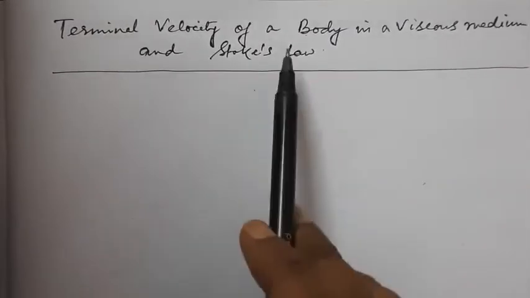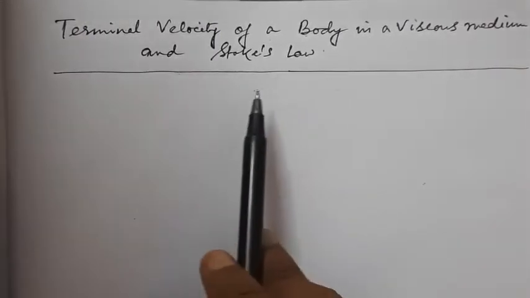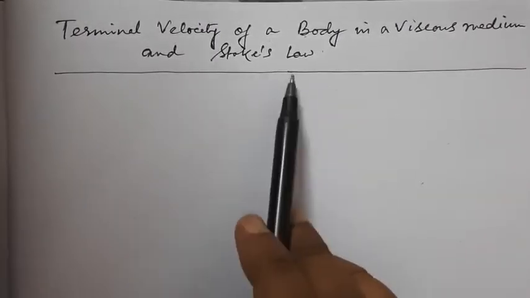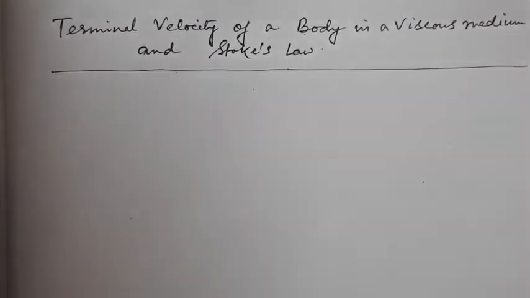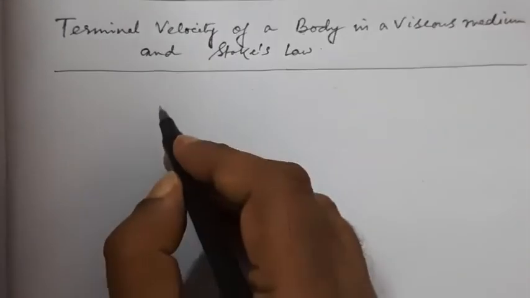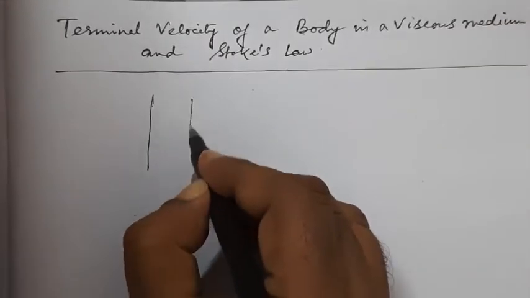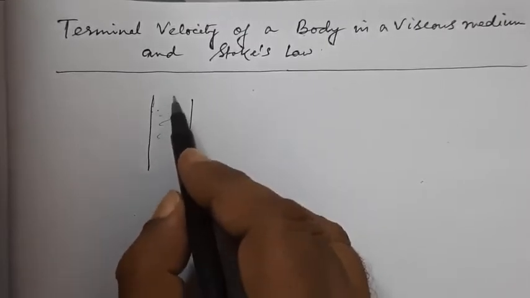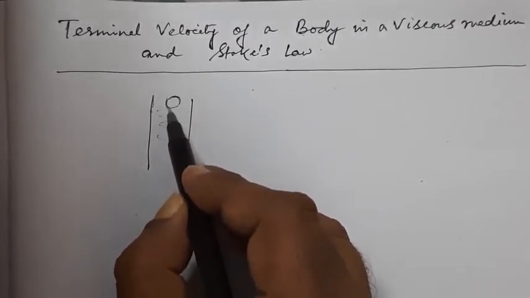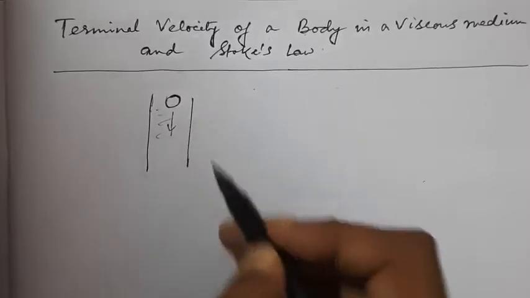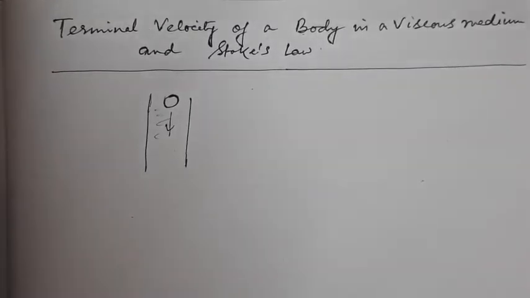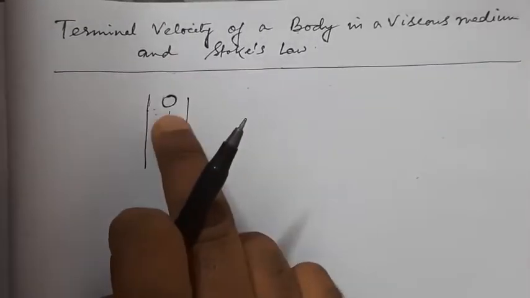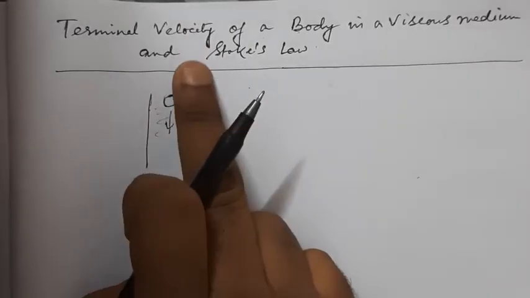Terminal velocity of a body in a viscous medium leading to Stokes' law. Now, when a body falls through a viscous medium, suppose this is a viscous medium, so suppose there is oil and an aluminium ball is falling through it, downward motion. Now, when a body falls through a viscous medium, it drags a layer of the fluid.